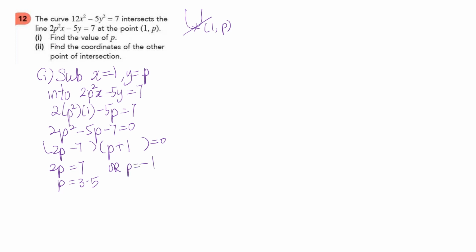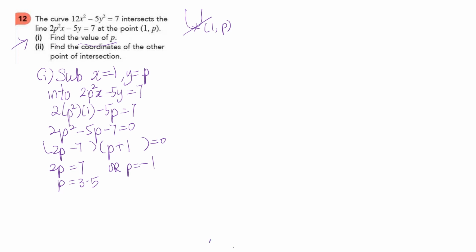So which answer do you reject? Because if you look at part 1 here, it only says find the values of p. So that means there's only one value of p, right? But here you end up getting two values. So what do we do? We also have to bear in mind that this point also lies on the curve. I think it's not a curve, this is a circle. It also lies on the circle. So I need to substitute that (1, p) into 12x squared minus 5y squared equals 7 as well.